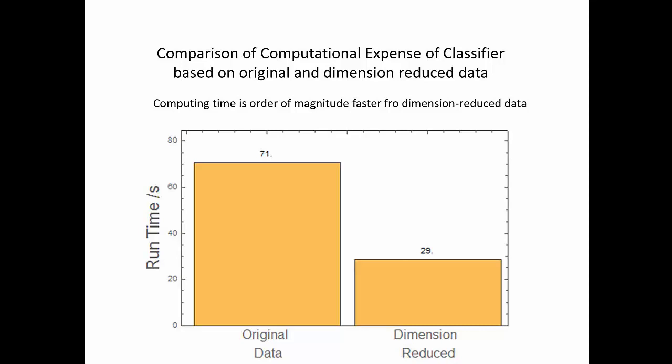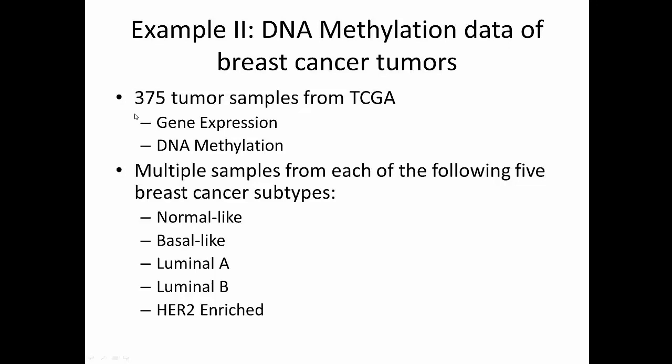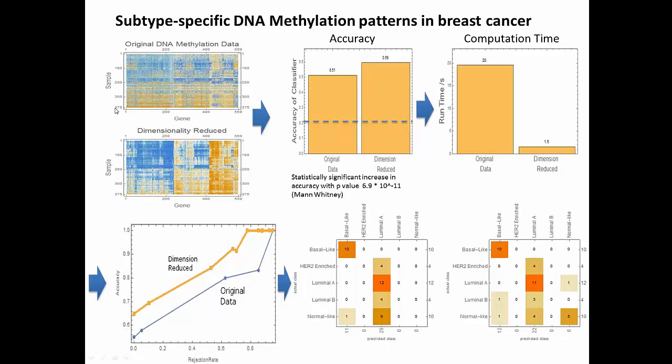Here's another example. I'll do this one a bit more quickly because I don't want to be repetitive. It's the same kind of idea, but I've taken tumor samples from TCGA. I've got gene expression and DNA methylation for these tumor samples. Amongst these 375 samples, I have representatives of all 5 breast cancer subtypes. I'm using the DNA methylation data, shown here in the top left, with my 375 samples and DNA methylation probes along the columns.